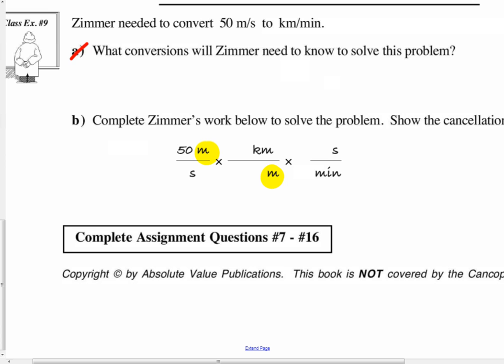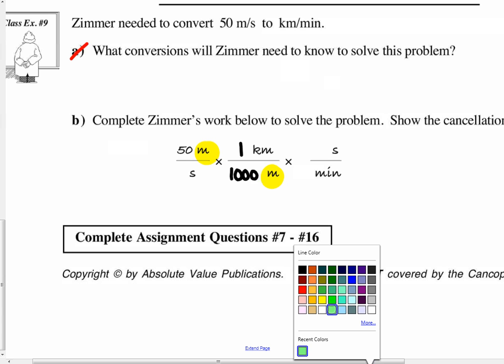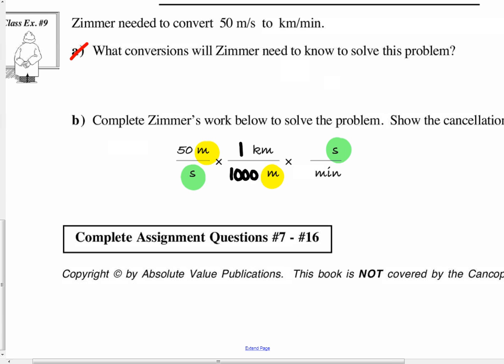So what's the relationship between kilometers and meters? 1 kilometer is 1,000 meters. Then minutes and seconds. Here we have a second on the denominator, so it's going to be on the numerator so that it cancels out, and so minute has to go on the denominator. So once things are canceled, what are we going to be left with? Kilometers per minute. What's the relationship between seconds and minutes? 1 minute is 60 seconds.